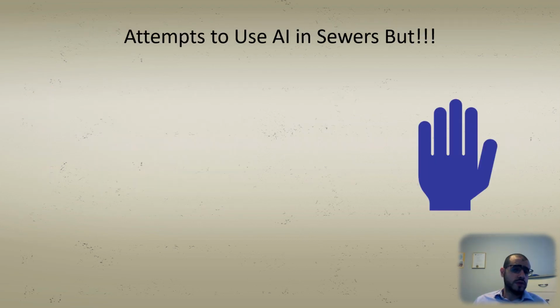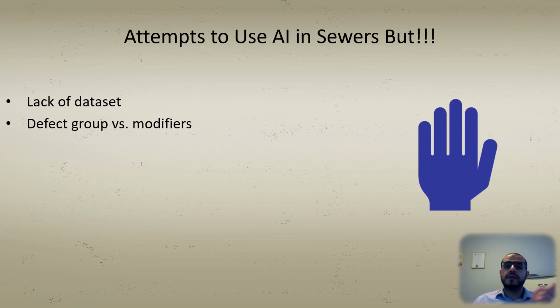Now, in the literature, there are some attempts to use AI in detecting anomalies or defects in sewers, but there are some limitations, and some of these limitations are the lack of data set. It's not a matter of the number of images that I have, but also of the variations of the features within those images. In addition to that, many of the models do focus on the defect groups, structural, operational, construction features, and so on, but not the modifiers. And this is because of the unavailability or the scarcity of the data to train the models.